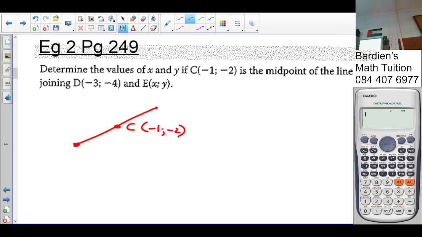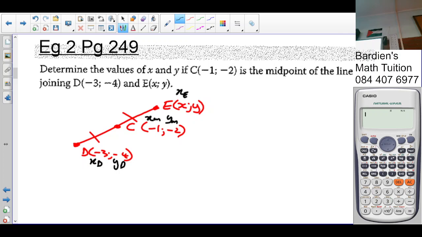Alright, so C (-1, -2) is the midpoint of the line joining D, which is (-3, -4), and E, which is (x, y). Okay, so remember, C is now the midpoint. So what would this point here be? This would be xD, yD. Remember, this is the x midpoint and y midpoint. This would be xE and yE. You all agree with that?